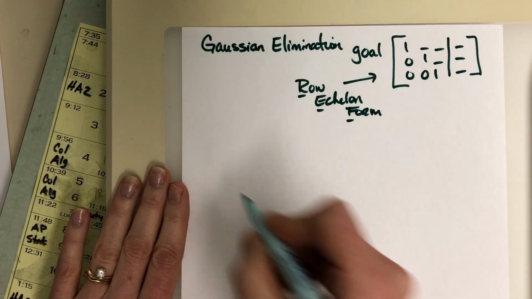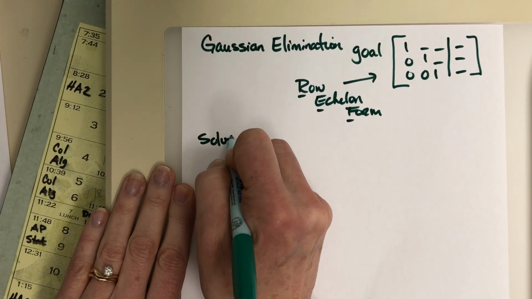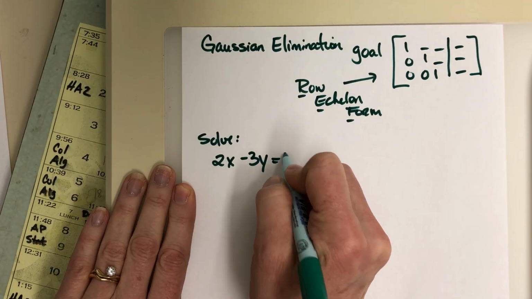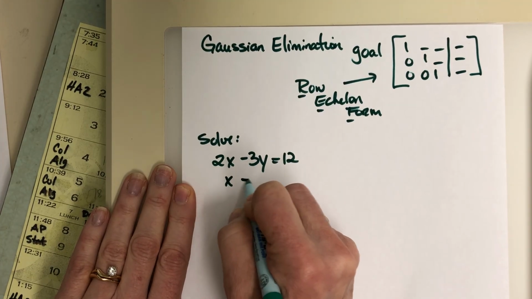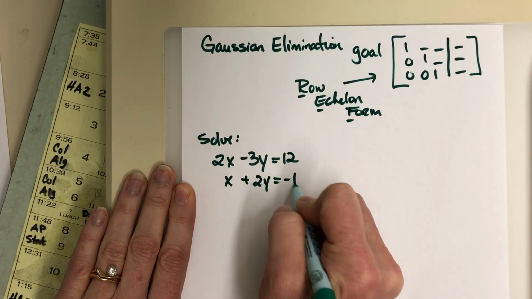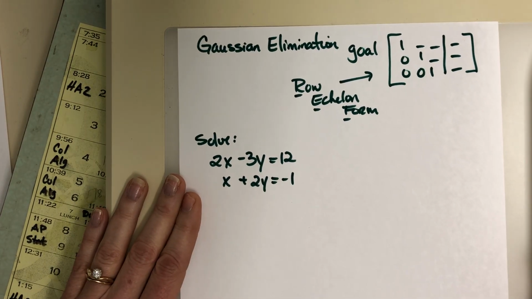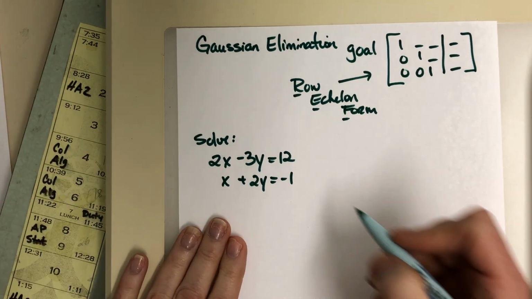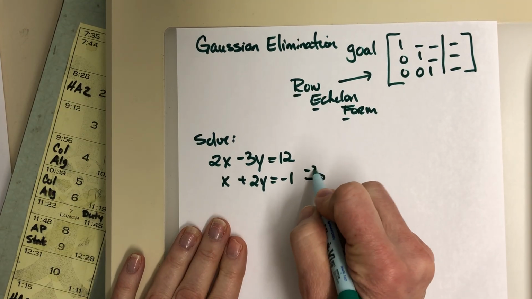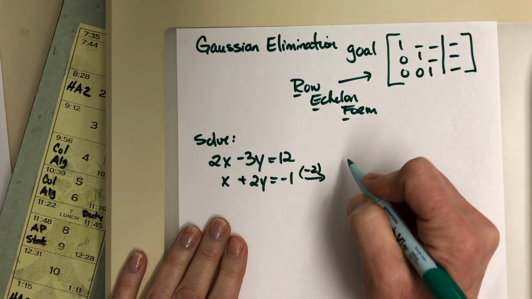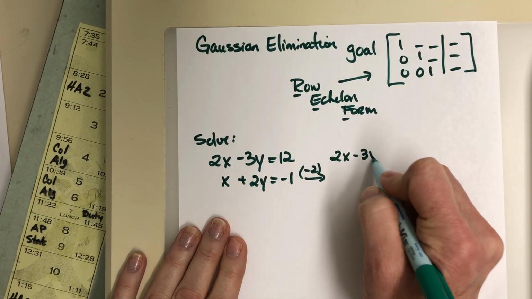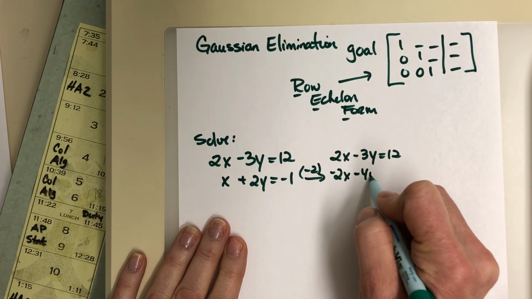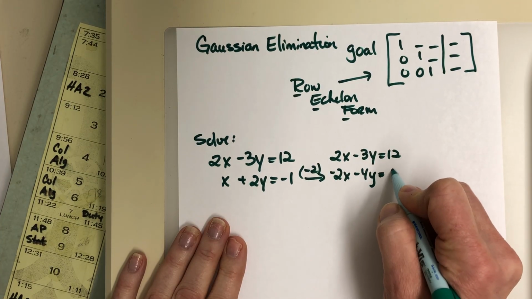Let me give you a system of equations and ask you to solve it. What if you had 2x minus 3y equals 12, and x plus 2y equals negative 1? I stop you on the street and say, I would like you to solve those. What are you going to do? Well, maybe you're going to use elimination, and you're going to multiply that second equation by a negative 2. So you'll have 2x minus 3y equals 12, and then negative 2x minus 4y equals positive 2.